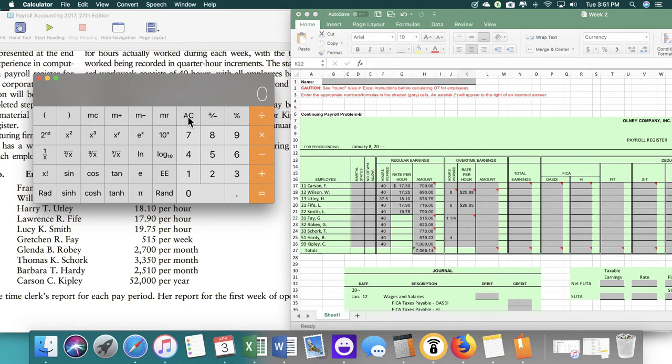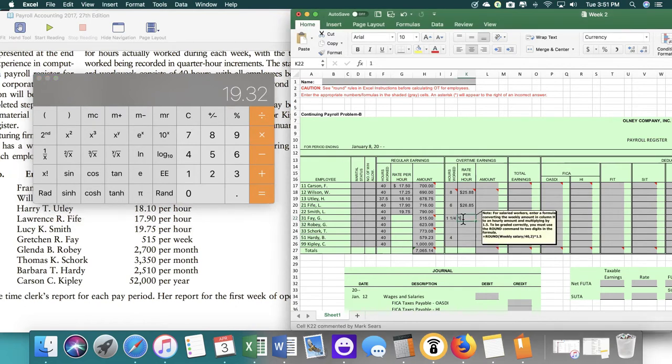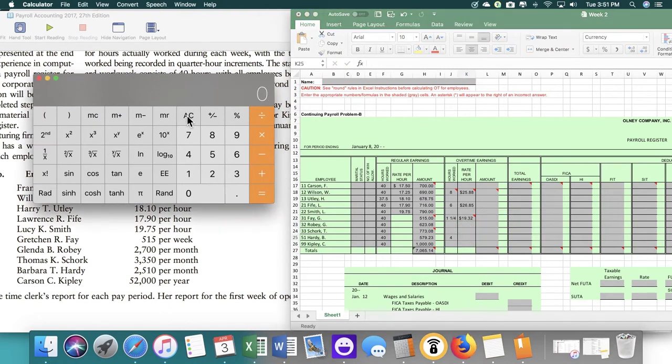Okay, and here we have to take 515 divided by 40, which gives us $12.88, times 1.5 gives us $19.32. And then the last one, we have $579.23 divided by 40 hours gives us $14.48. Multiply it times 1.5 gives us $21.72.